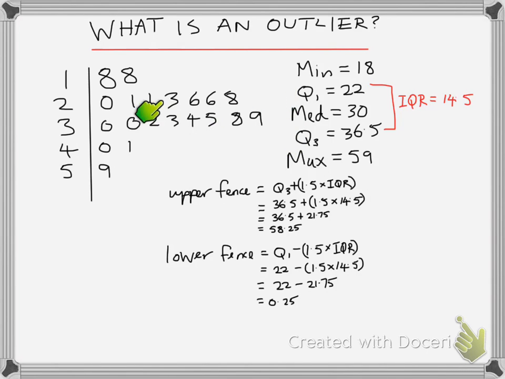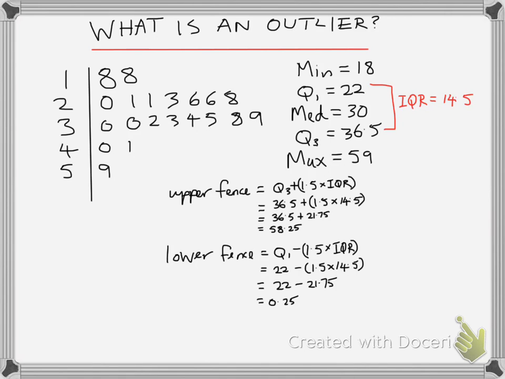So the stats for this set of numbers, which form a stem plot, have already been done, and we can see we've got our minimum, our first quartile, median, third quartile and max. So the interquartile range again is the difference between Q3 and Q1. In this case that's 14.5.